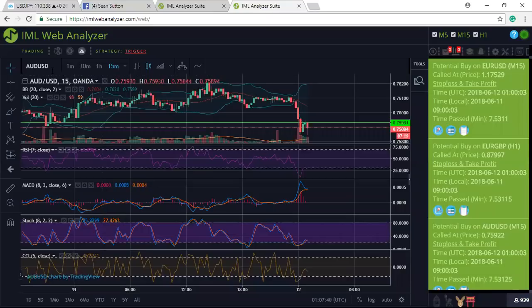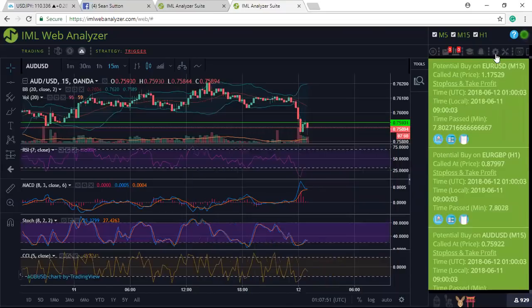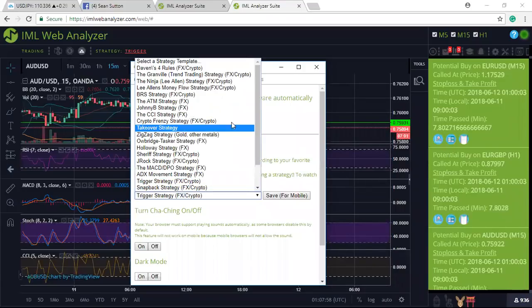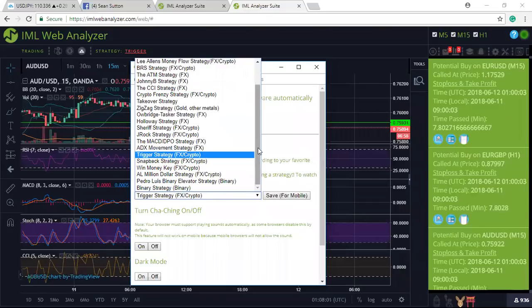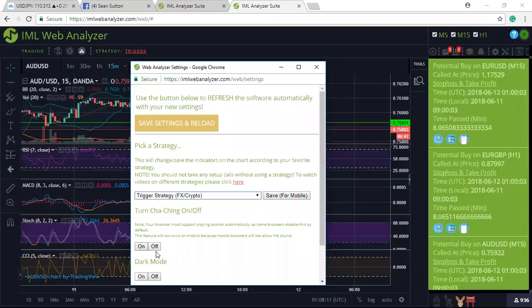So right above where you have your time frames, you have what you see strategy. Click on that, or you can click on this box over here, this gear tab. It opens up the same box, and you're able to go in, click on the trigger strategy or whatever strategy you choose to use. We got 100 million of them right here in this little box. Click on trigger strategy. Works on Forex, works on crypto, works on metals, works on anything that has a chart. Turn on the cha-ching if you like that money sound. Turn on the dark mode if you like that. Save settings and reload. Make sure you do that.